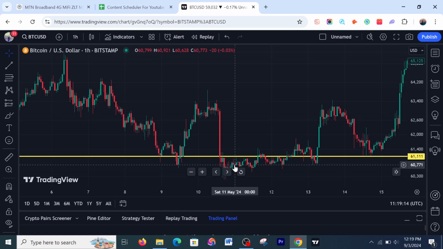If it breaks, I exit the market. Simple. If it breaks 2 to 5%, I'm out of the market. So buy at support point, put your stop loss 2 to 5% below the support area. That's the strategy.